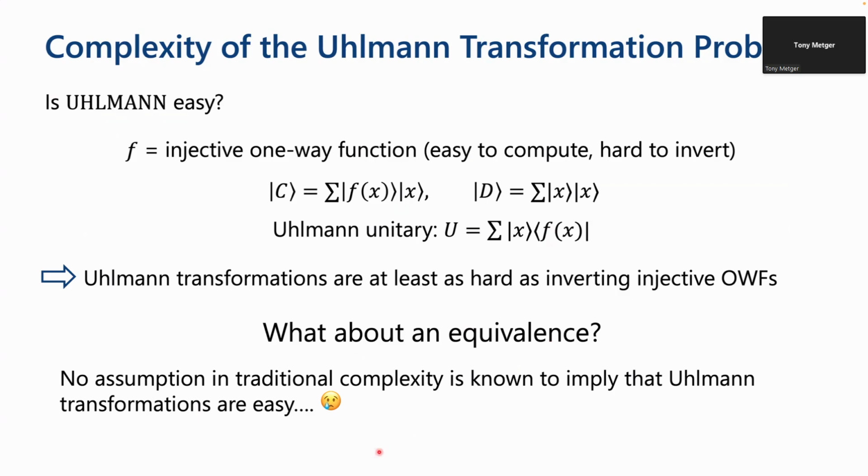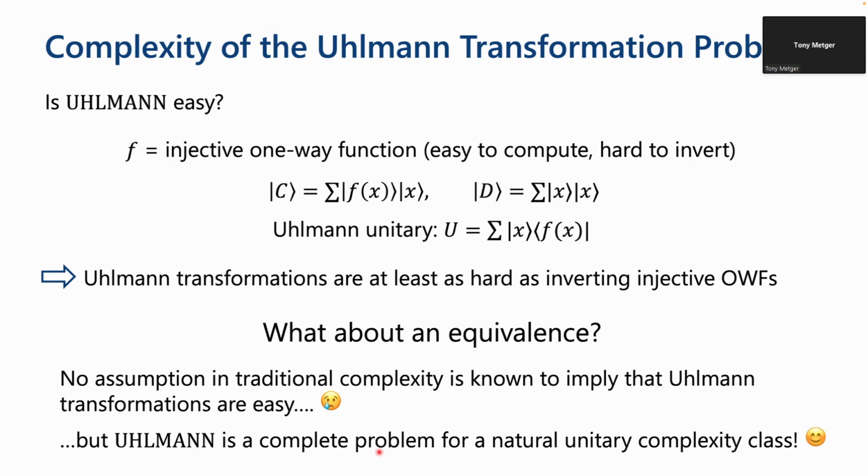Maybe we can reduce it to traditional complexity. Again, we can't. There's no traditional complexity assumption that allows us to say Uhlmann transformations are easy. Even if you gave me the ability to solve the halting problem in one time step, it wouldn't tell me how to do an Uhlmann transformation. So what can we say?